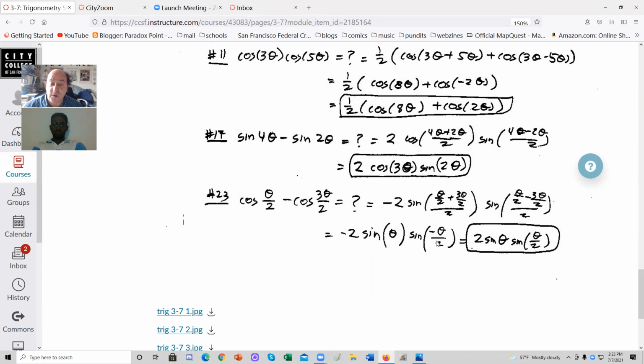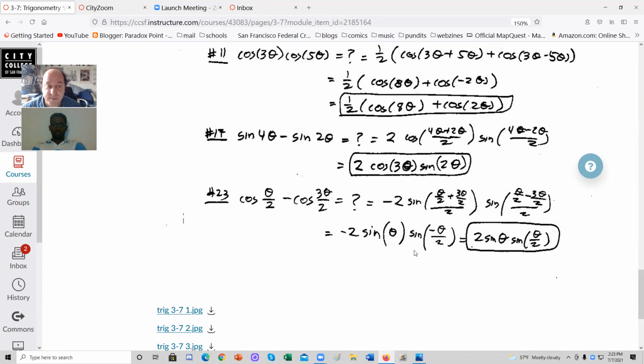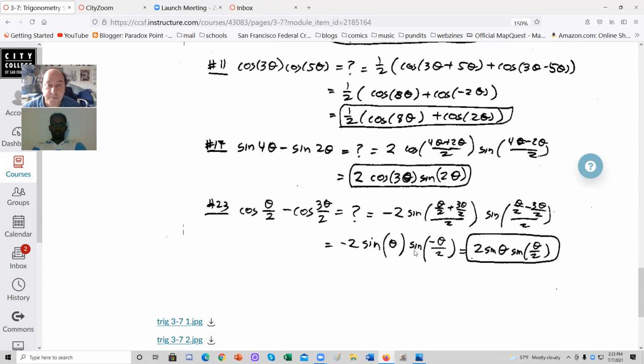And now we can go a little further. This minus comes out of the sine and cancels this minus here. So you get 2 sine theta sine of theta over 2. And that concludes this part.